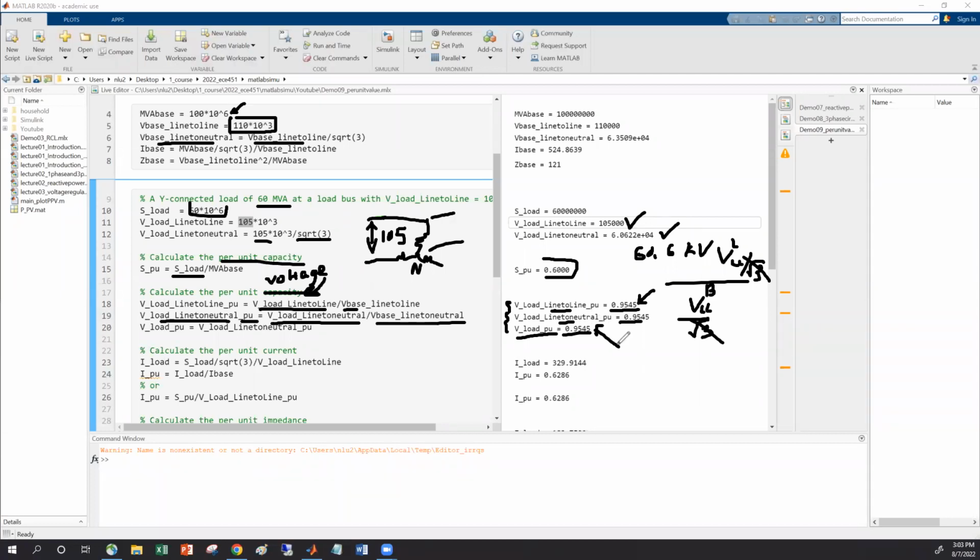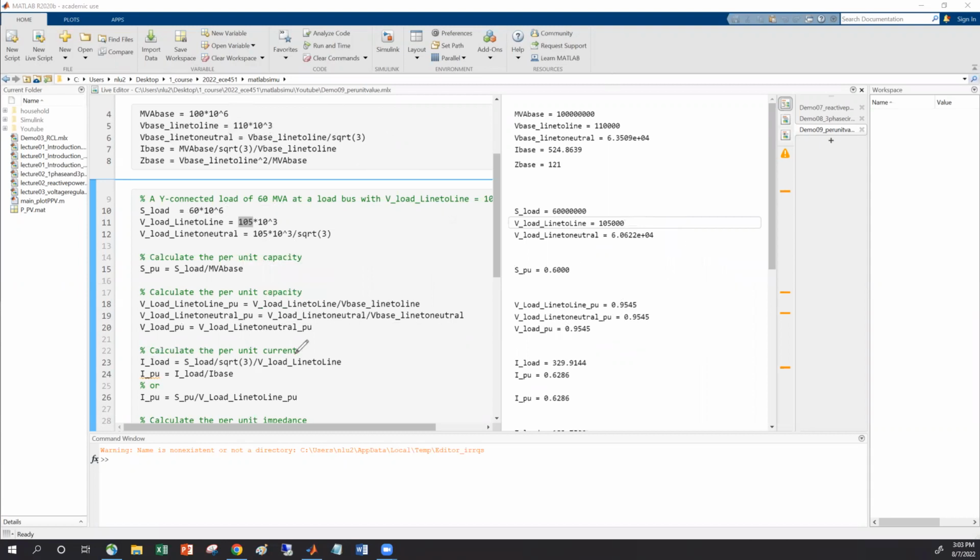But if you want to convert that back to the kV value, you simply multiply by the different base value, like this one and that one, and then that will convert it back from per unit value to kV. Okay. So next, we're going to compute it for the current.